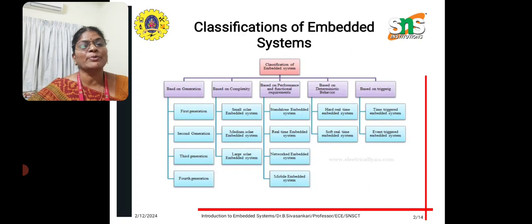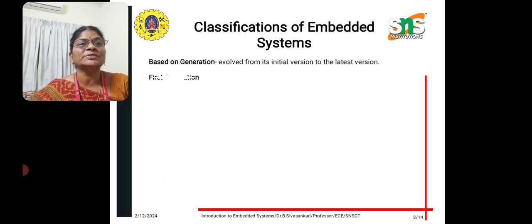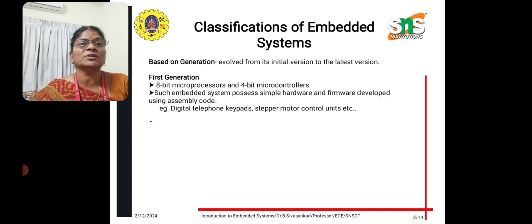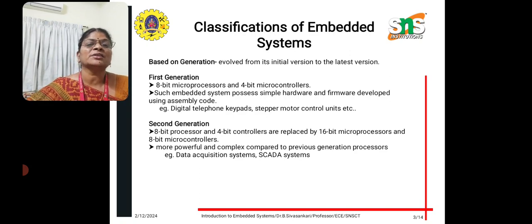Let us discuss each classification, right? First, let us move to generation. Based on generation, what are the types of embedded systems? First generation, second generation, third generation and fourth generation. So in the first generation, the processors were 8-bit microprocessors and 4-bit microcontrollers. Examples: digital telephone keypads, stepper motor control units, etc.